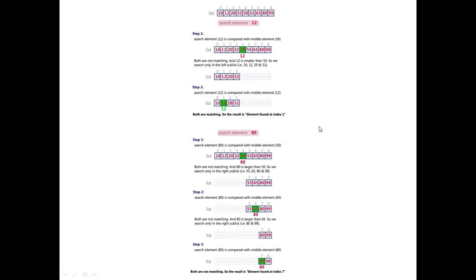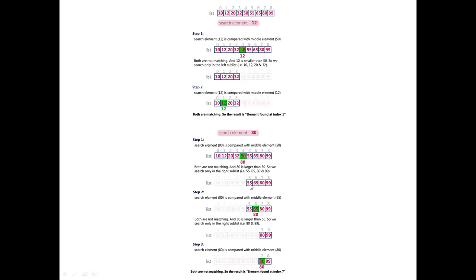Okay. Next, another example, let us search for 80. These are the given list of numbers. So 0 plus 8, 8 by 2, 4. At the fourth index, you have 50, but 50 is less than 80. So 80 has to be somewhere after this 50. So you search from index 5 to 8: 55, 65, 80, 99.